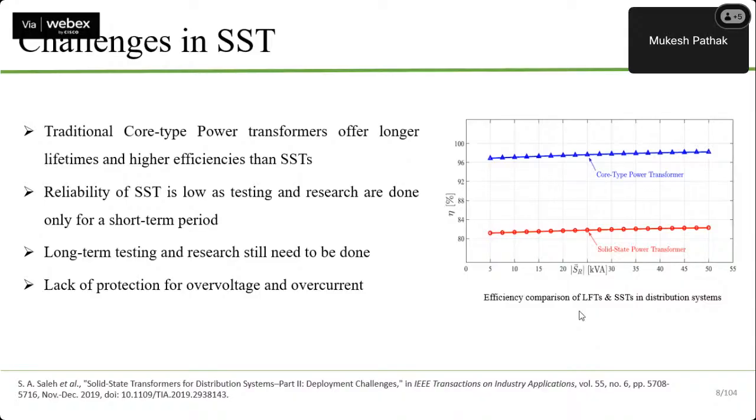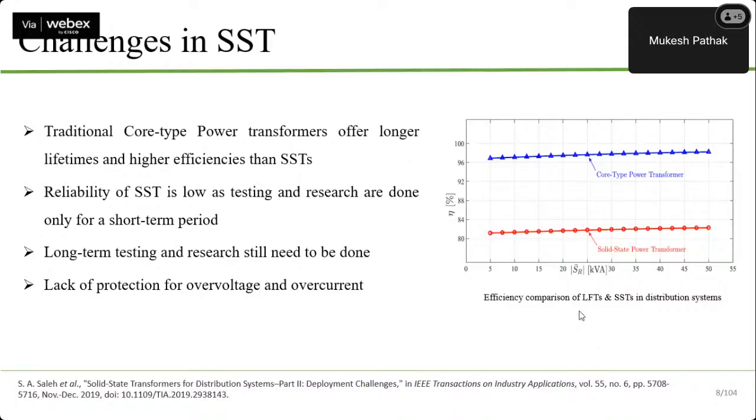The traditional core type of transformer offers longer life and higher efficiencies. The point remains that for SST, because of high frequency operation and converters on both primary and secondary side, the efficiency would not be as high as the conventional transformer. So this is the gap which needs to be bridged: how to bring up the efficiency of solid state transformer to be competitive or close to the conventional low frequency transformer.